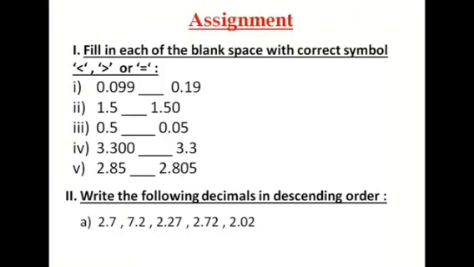Look at the assignment here. First, fill in each of the blank spaces with the correct symbol. Greater than, less than or equal to. So there are 5 sums. So please try. Second, write the following decimals in descending order. So there are 5 decimals. You have to compare and arrange them in descending order. So I know you can do it.